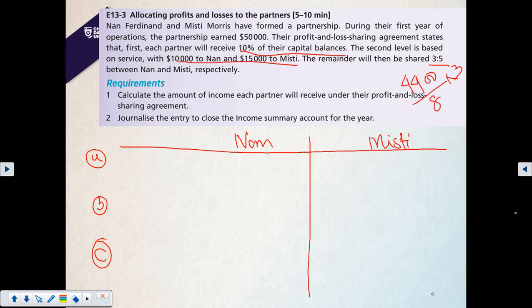If it is 1 is to 2, it is going to be 1 plus 2, 3. One will get 1 by 3, another one will get 2 by 3. Is that okay? What is the balance? The balance is 2,752 Misty. Okay, and 1,652 Nan. Okay. Let's see. We have to wait for others. Anyone else has a similar answer?